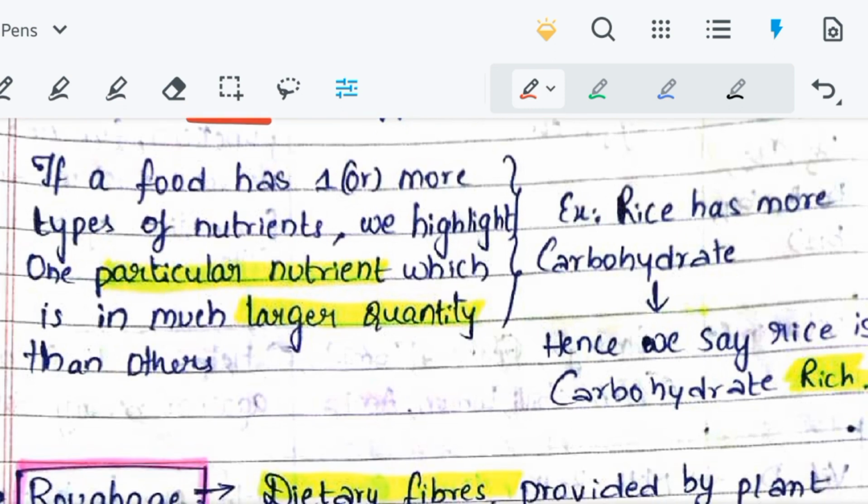Now, for any particular food, we can't say that only one single nutrient is present in one single food. Okay, the more a particular nutrient is present, we say that it is rich in that particular nutrient. For example, rice has more carbohydrate, so we say rice is rich in carbohydrate.